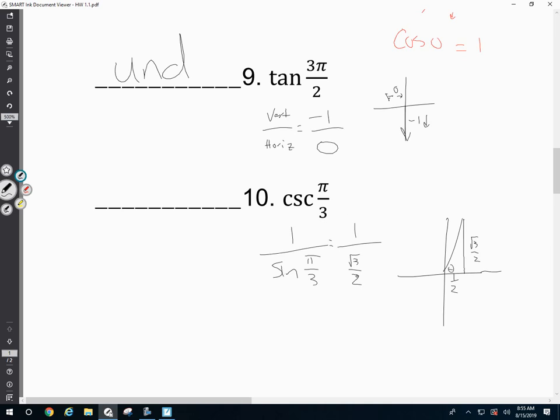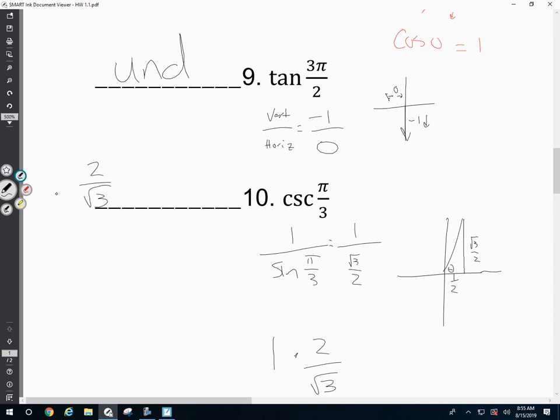So what do I do here? I can do 1 divided by root 3 over 2, that's the same as 1 times 2 over root 3. Remember, when you're dividing fractions, it's the same as multiplying by the reciprocal. We can multiply straight across to get 2 over root 3. This is fine. You may leave your answer like this on a quiz.